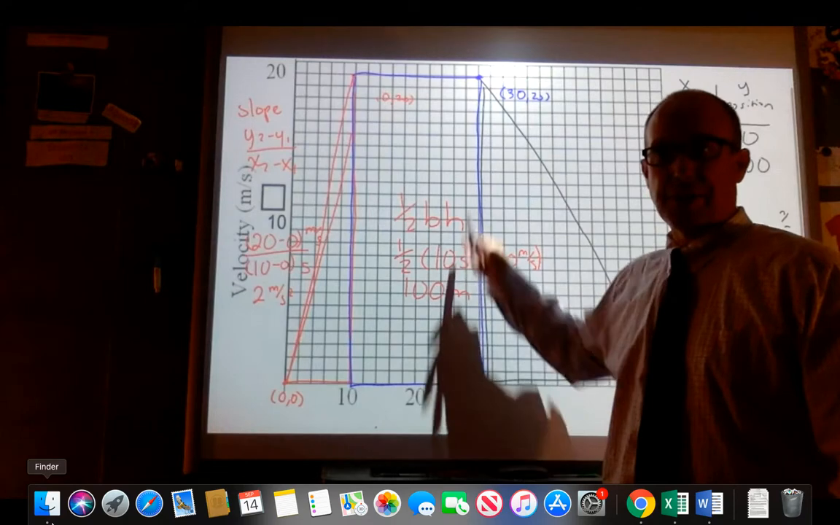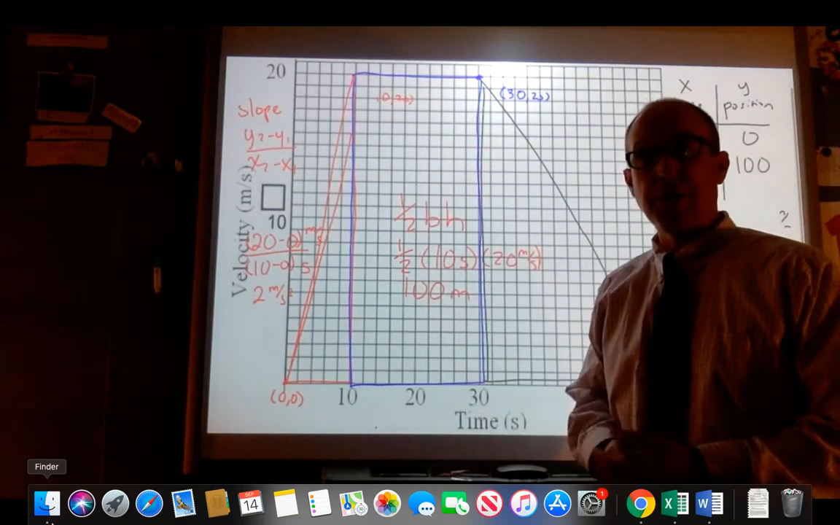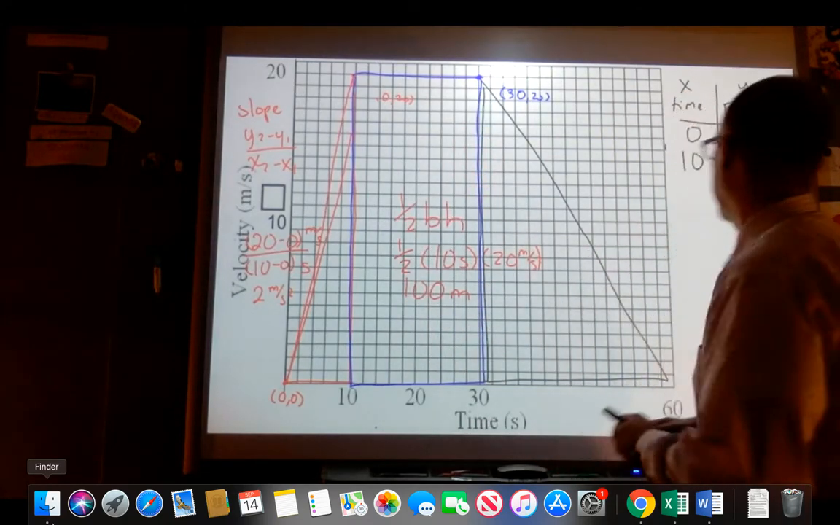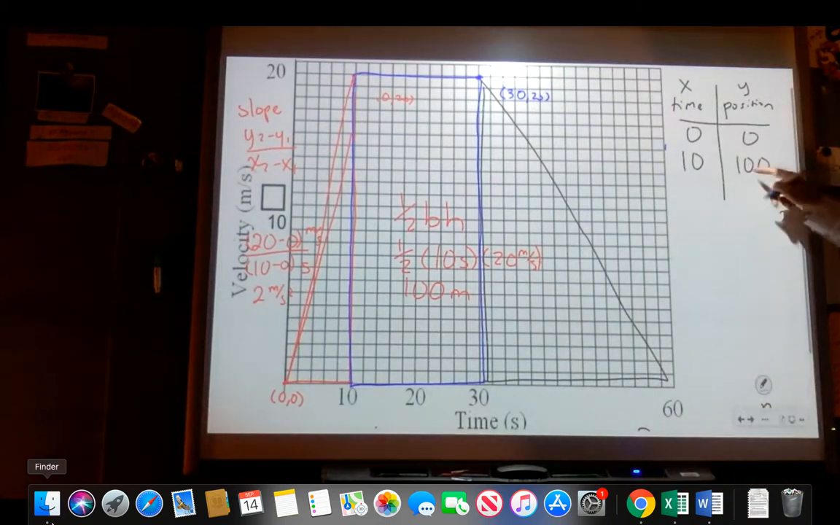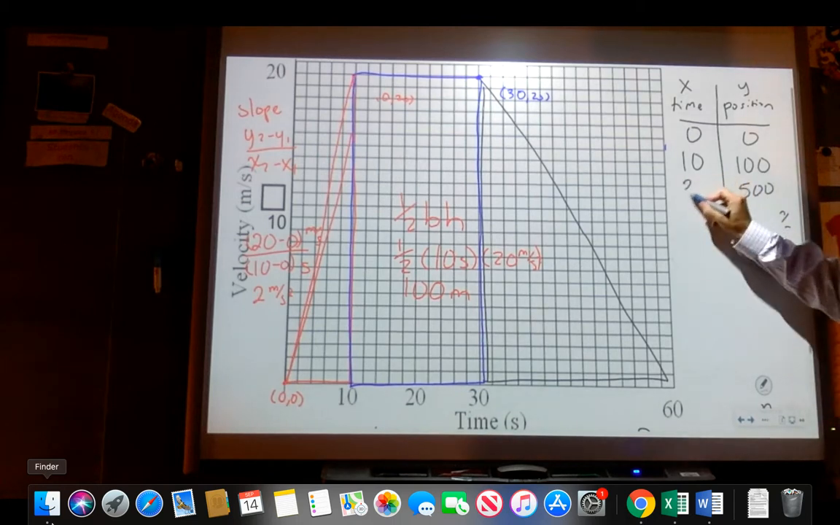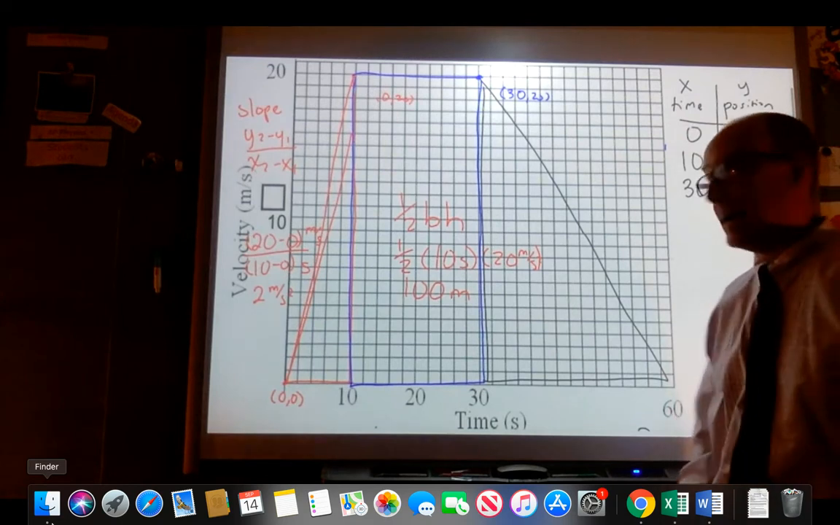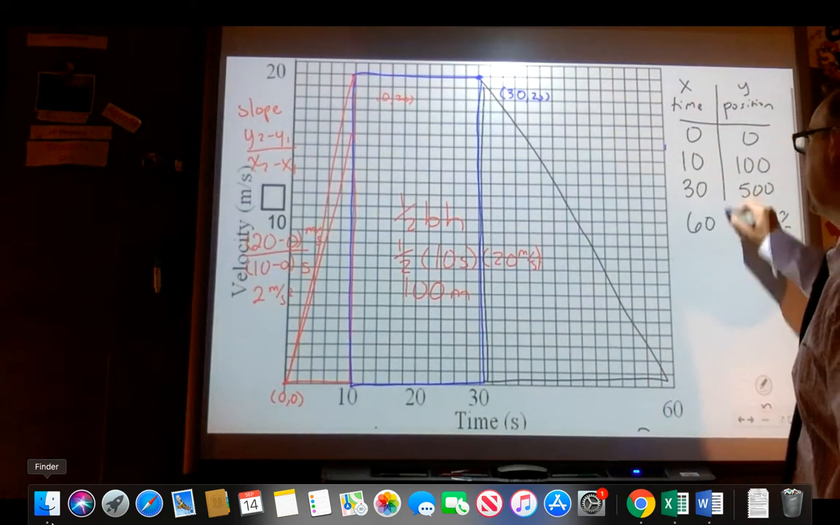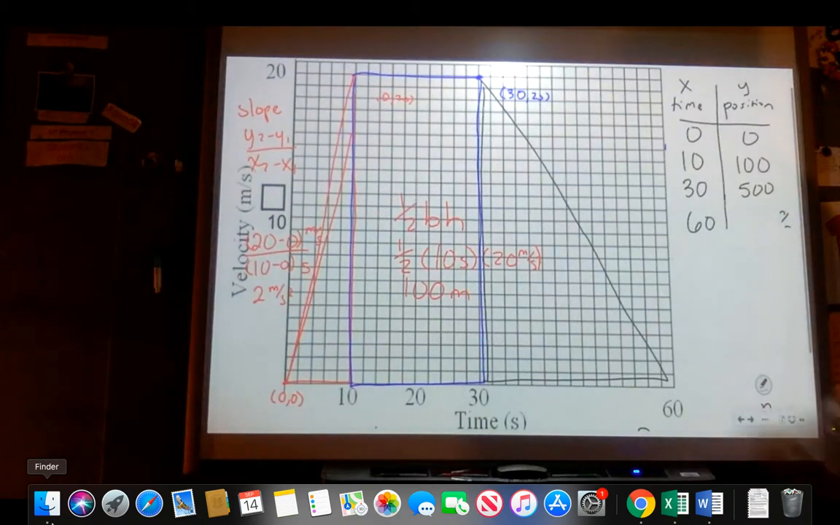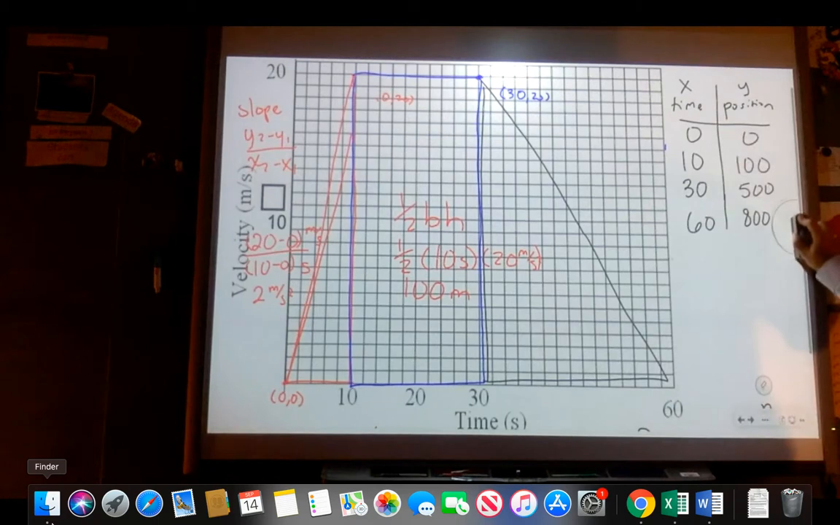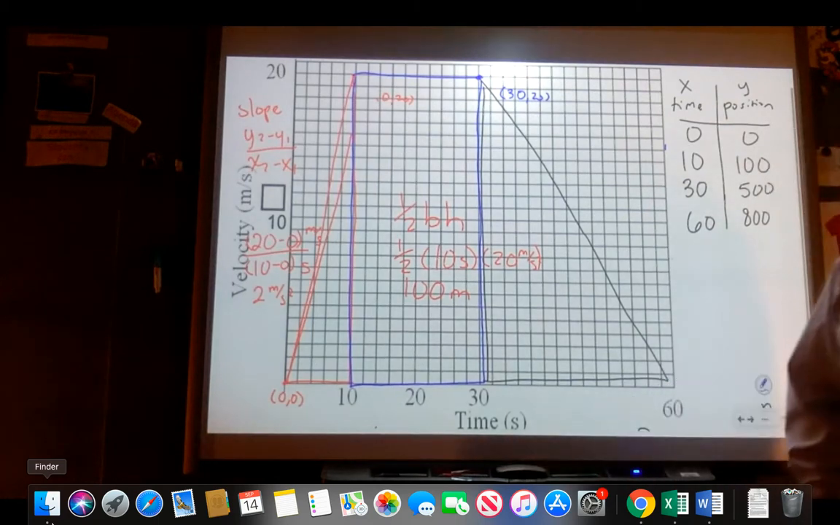The next distance I traveled was this rectangle in the middle. That was 20 meters per second for 20 seconds. That was 400. I have to add 400 to 100. That gives me 500. This took an additional 20 seconds. This took me to 30 seconds. Then finally, I slowed down for the last 30 seconds. So it'll take me to 60 seconds. And I traveled this area, which ended up being 300. So now I'm at 800 meters. So I need to graph those 3 points.